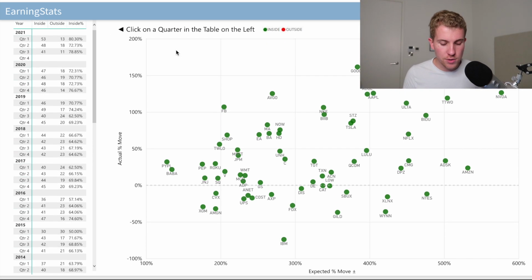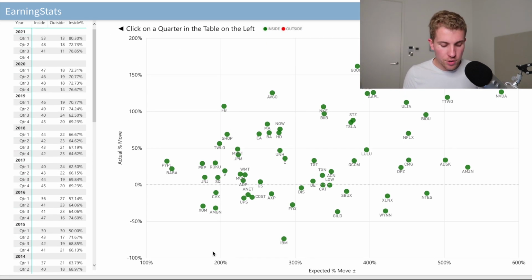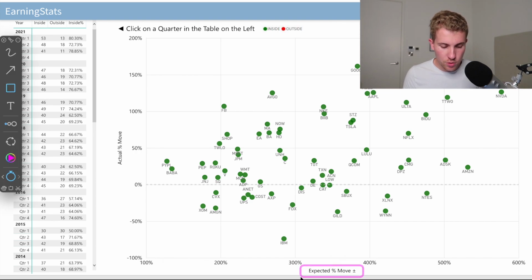And you can see that visually. So for example, we can see that on the x-axis you have the expected move, and then on the y-axis you have the actual move. And what's quite interesting is that, for example, we can see that IBM had an expected move of almost 300%, but it actually moved between, let's say, minus 75%. So that's actually quite interesting.